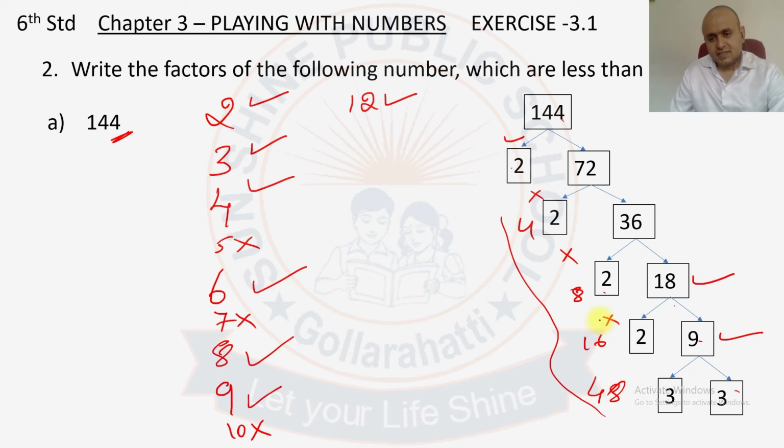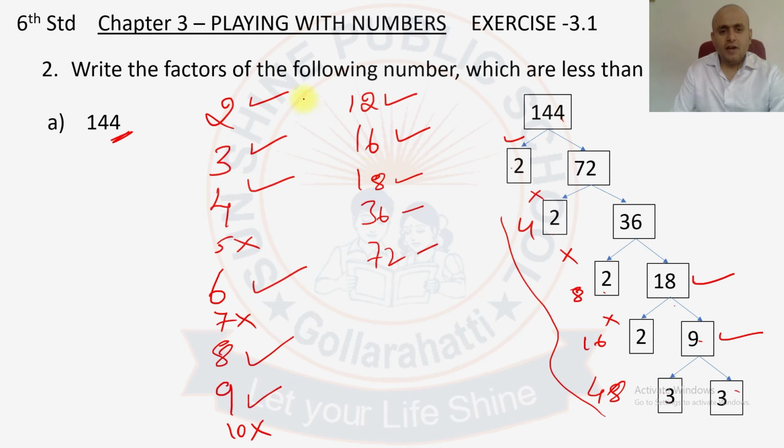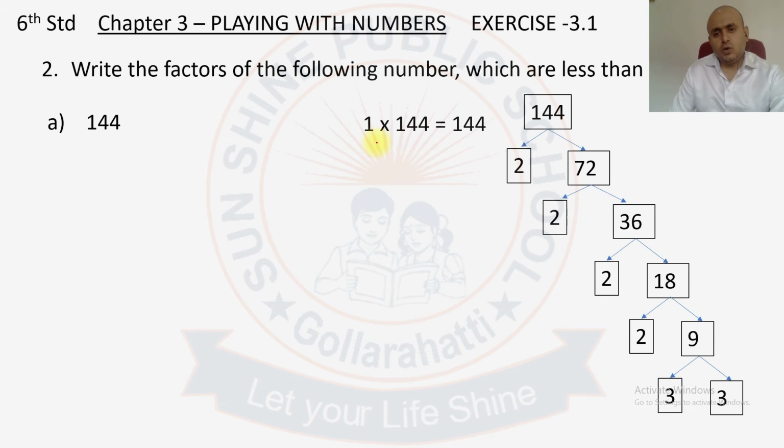ಸೊ 12 ಆದ್ಮೇಲೆ 16 ಇದೆ. So 16 is a factor and 18 is also a factor. Next 36 factor. 72 is also a factor. So these are called the factors of 144. So let us write the tables and see. That is 1 into 144 is 144. 2 into 72 is 144. 3 into 48 is 144.